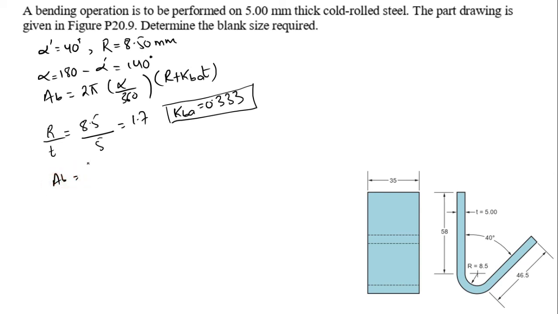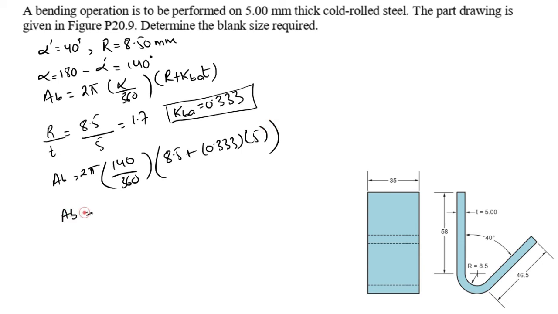So the bend allowance would be equal to 2 pi into 140 by 360 into R, that is 8.5, plus 0.333 into the stock thickness, that is 5. So the bend allowance would equal 24.84 millimeter. That is the bend allowance.